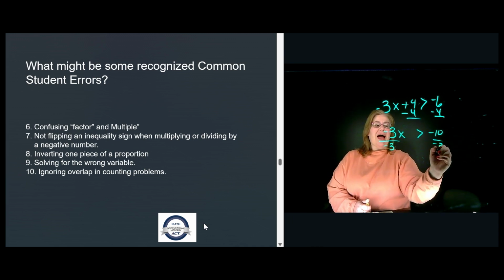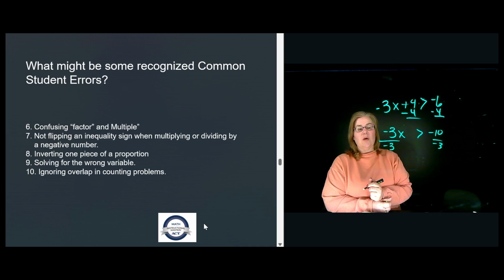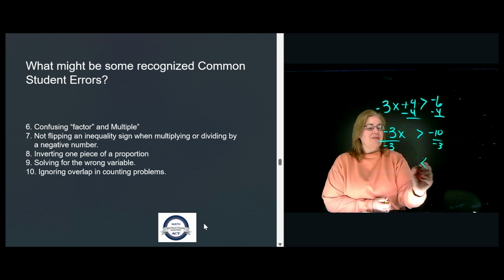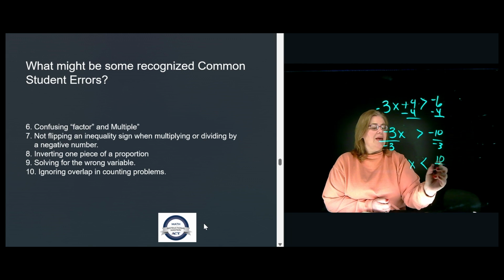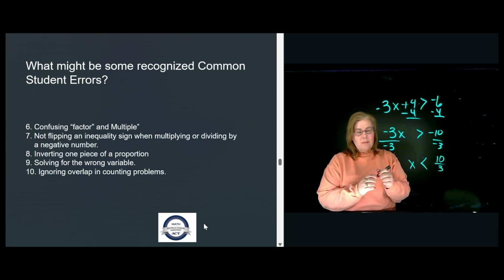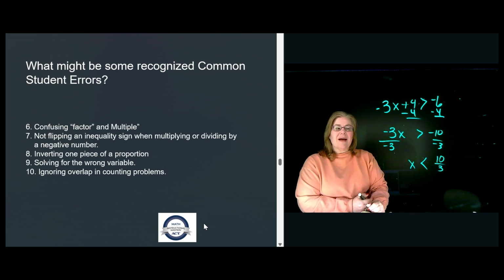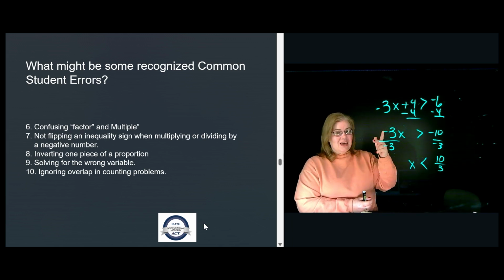Isolate that. Now, I just went across that inequality sign with a negative, so I've got to flip it, and x is going to be less than 10 over 3. So we've got to remember when we are multiplying or dividing across that inequality sign, you got to flip it.